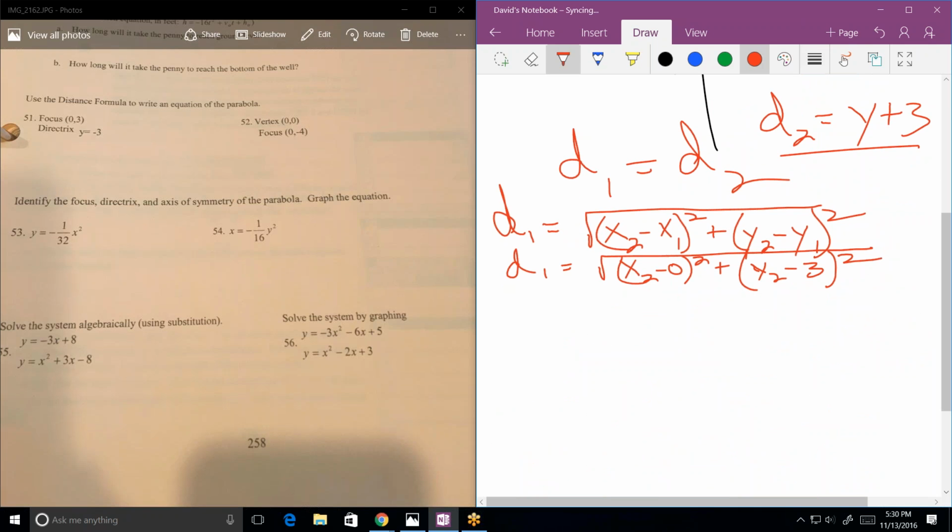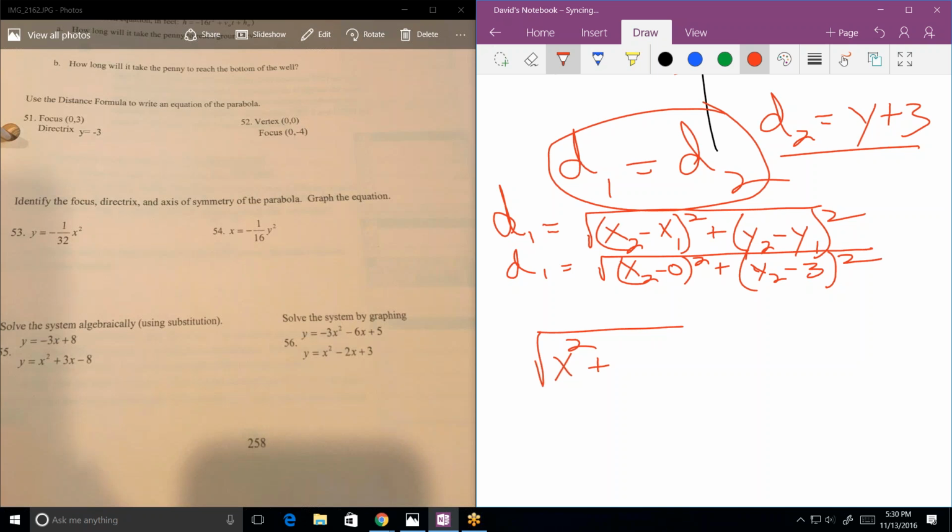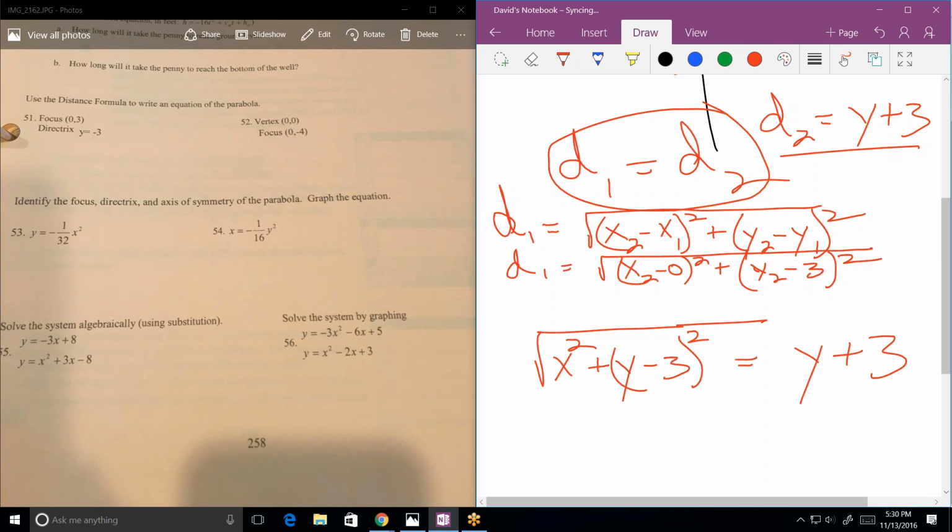Now we have everything we need. We have to solve this equation. D1, which boils down to the square root of x squared plus y minus 3 squared, is equal to y plus 3. In other words, D1 is equal to D2. Now how do we solve that?